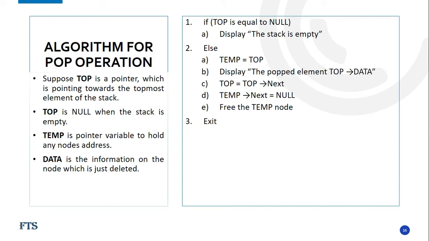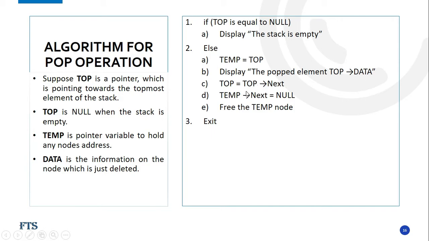So in order to delete, first we have to check whether the stack is empty or not. If top is equal to null, this indicates that the stack is empty. Therefore, display this message to the user. Else, temporary pointer should be equal to top, the first node or the topmost element on the stack. Then display the copied element, top data.